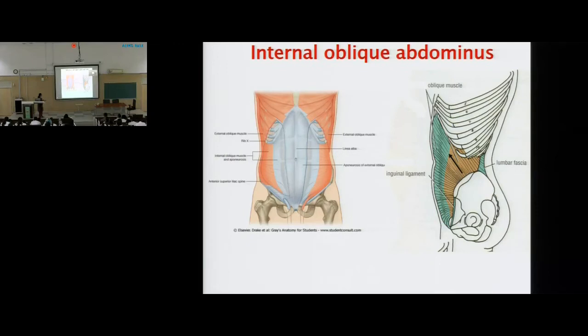Now, where will the internal oblique take its origin from? Backwards and upwards, okay? So from the lower side it is going to take origin. From where? Obviously from the lumbar fascia. It comes from the back, the lumbar fascia. It is going to take origin from the lower three ribs and their costal cartilages. Lower three, okay? Lower three ribs and their costal cartilages.